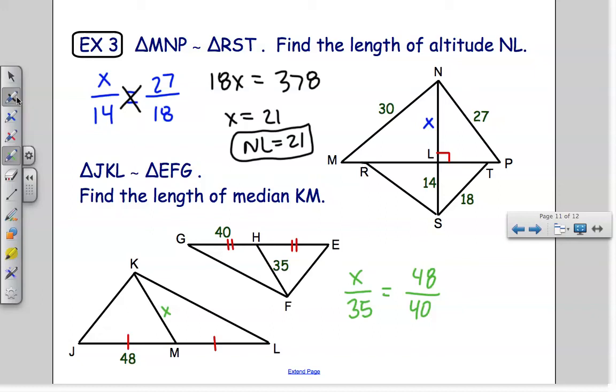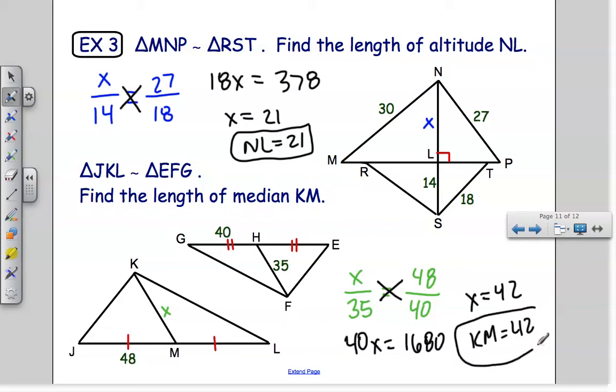So I can cross multiply and solve for my unknown median. And get 40x equals 35 times 48, which is 1680. And I divide by 40 and it looks like I'm getting 42 for x. And remember that was actually median KM. So the length of KM is 42. And that looks like a reasonable number. This was slightly less than half of the side. Here, slightly less than half of the side. It looks good. So looking at the fact today that special lengths in figures and perimeters are in the same ratio as that scale factor, or the ratio of the corresponding sides in similar figures.